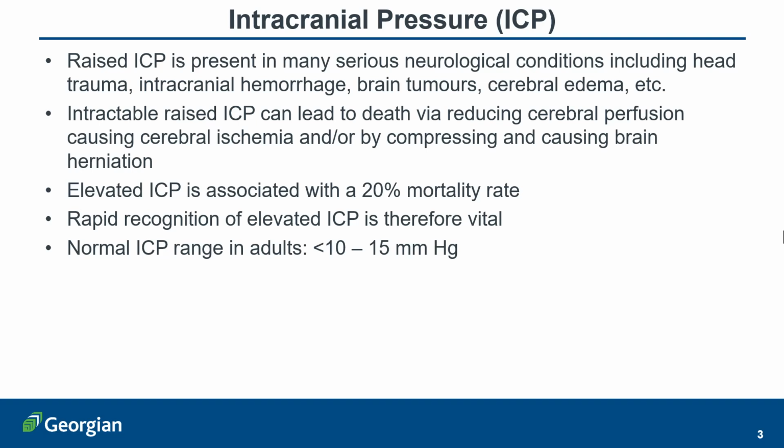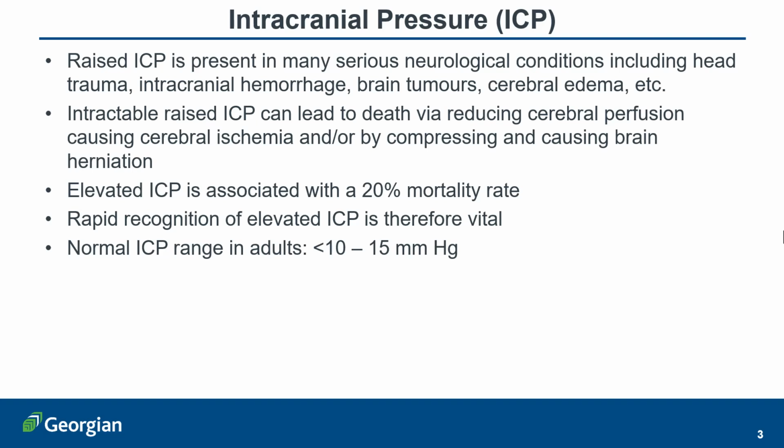Consequently, a raised intracranial pressure may be present in various serious neurological conditions, including head trauma where there's bleeding, intracranial hemorrhage where there's bleeding into the brain due to a rupture of a cerebral artery, for example, a brain tumor, which is a mass effect, cerebral edema, which is the fluid exudation from the capillaries, and so forth. Essentially, if there's an increase in the mass of the brain, an increase in the CSF, and/or an increase in the blood or blood flow, then intracranial pressure is going to increase.